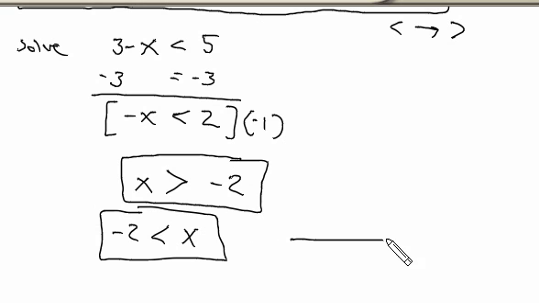On the number line, this looks like 0, minus 1, minus 2. x would be greater than minus 2, so the solution set would look like this. x has to be to the right of minus 2 on the number line.